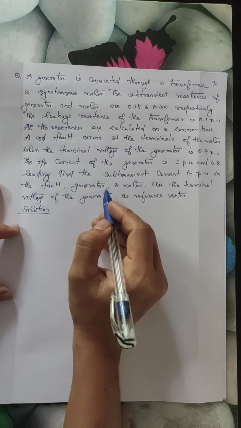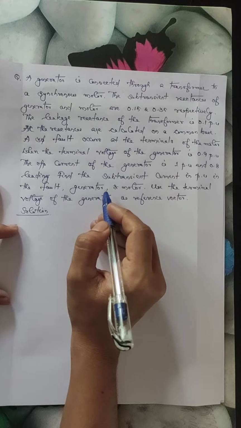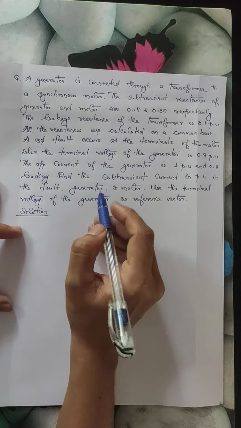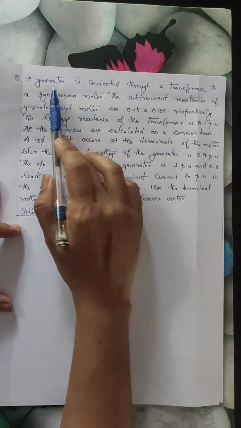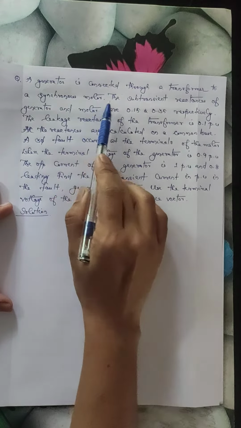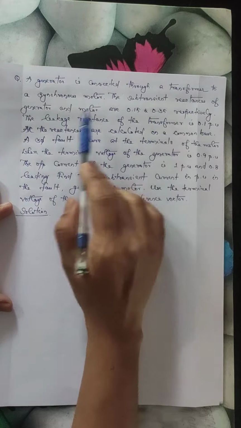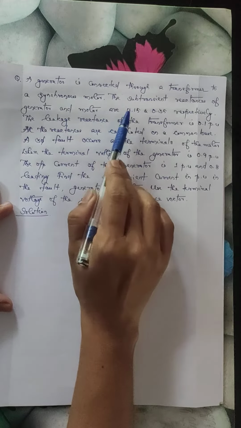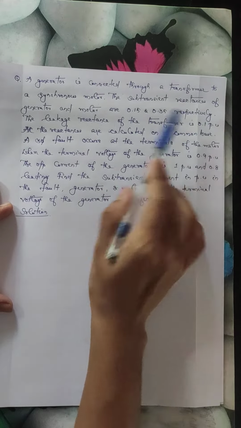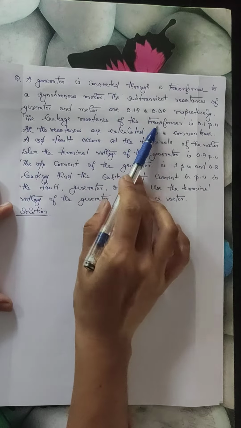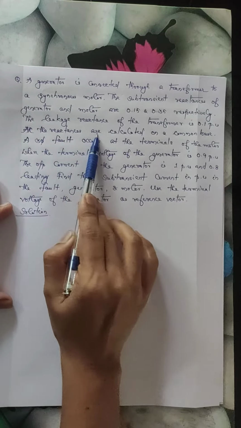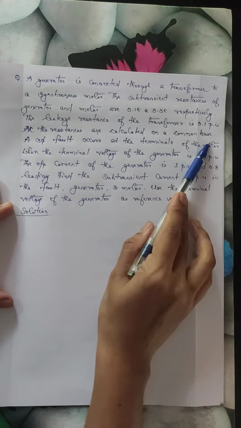Let us solve one more problem on symmetrical fault analysis where we have to consider the pre-fault load current also. A generator is connected through a transformer to a synchronous motor. The subtransient reactances of generator and motor are 0.15 and 0.35 respectively. The leakage reactance of the transformer is 0.1 per unit.